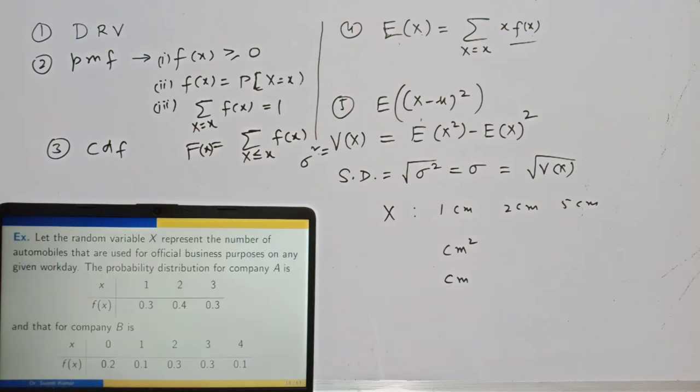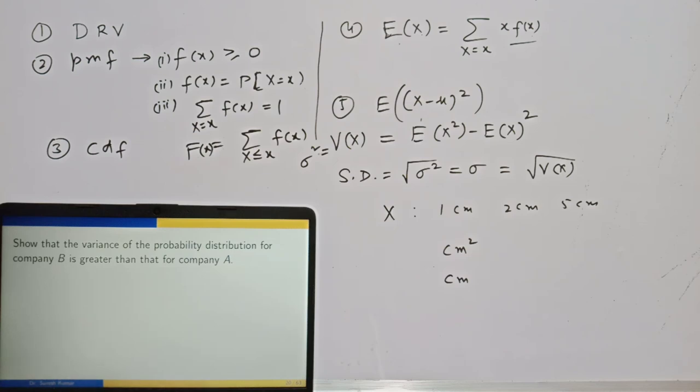See this example. Let the random variable x represent the number of automobiles that are used for official business purposes on any given workday. The probability distribution for company A is this, for company B is this. Probability distributions are given. What is needed? Show that the variance of the probability distribution for company B is greater than that for company A.